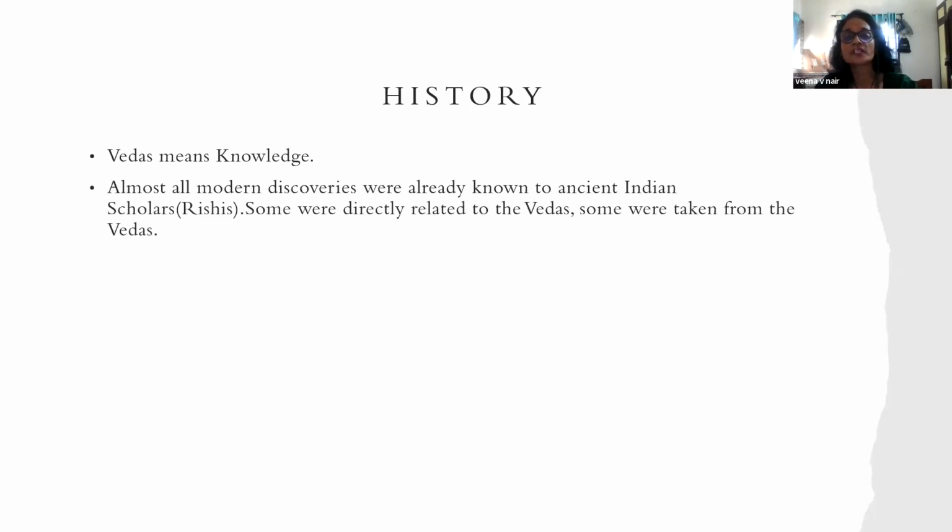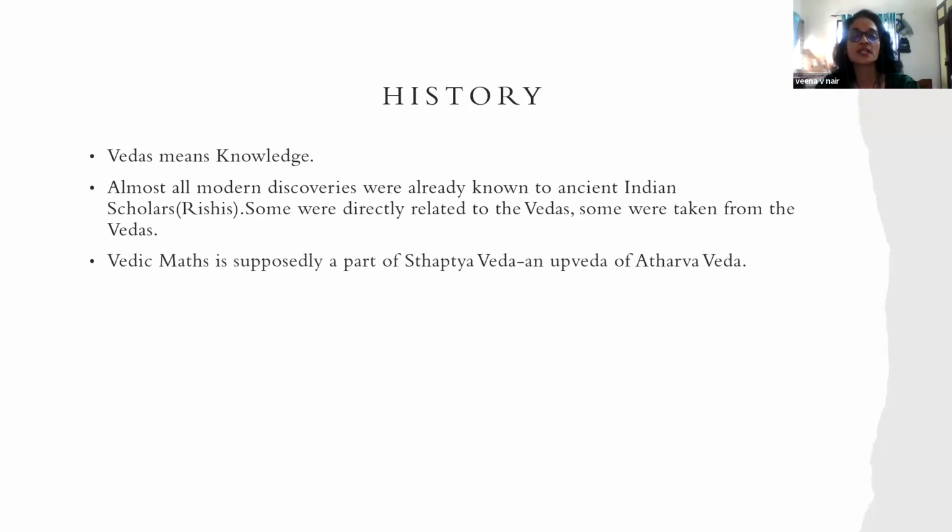Almost all modern discoveries were already known to the ancient scholars called rishis, or sages, as we call them. They knew about ancient Indian mathematics. We had an Indian mathematics also. Vedic mathematics is a little different from the conventional system that we follow. Some were directly related to the Vedas, some were taken from the Vedas. Vedic mathematics is supposedly a part of the Sthapatya Veda, an Upaveda of Atharva Veda. It's a glossary. It has been derived by Swamiji Bharati Krishna Tirthaji from the appendix of Atharva Veda.